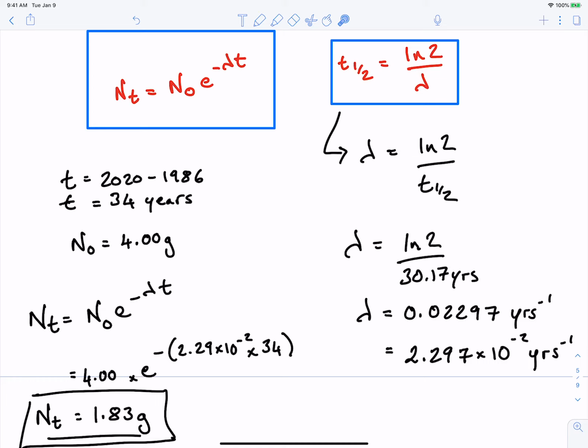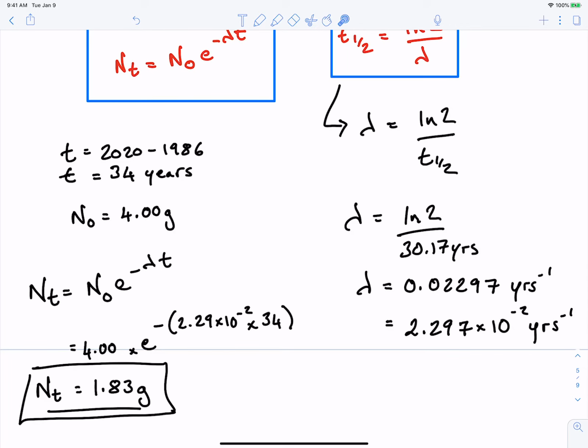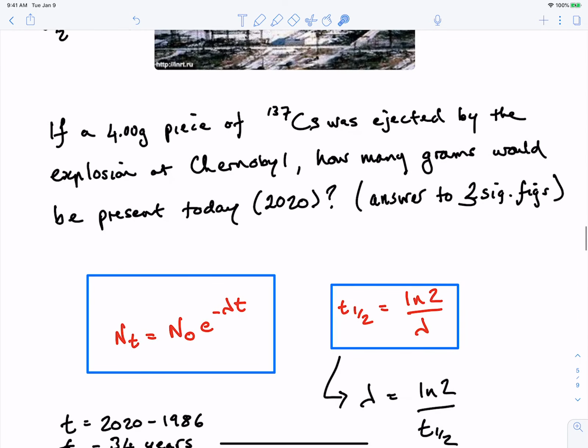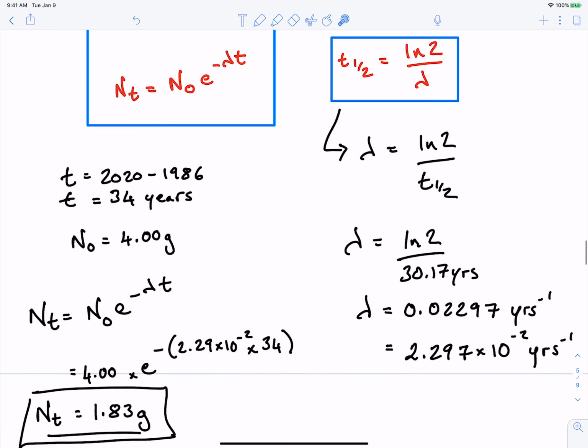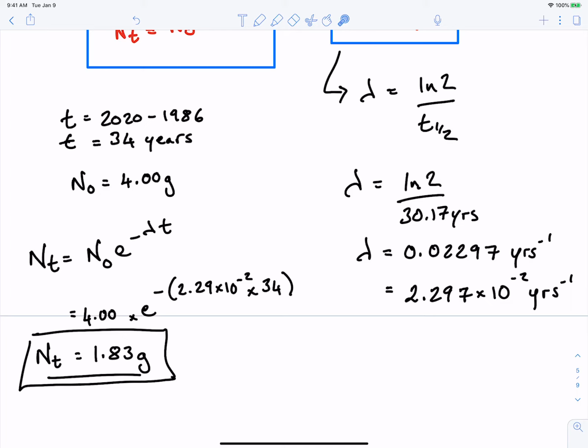And so we know N_t, which is what we're looking for, is going to equal N0, which is 4 grams. And as long as we keep this in grams and this in grams, the expression is going to work. E to the minus lambda t, we now know lambda, which we calculated over here, multiplied by time, which is 34 years. We use a calculator, and we end up with N at time t being 1.83 grams. So what this says is that a 4-gram piece of cesium that was ejected by Chernobyl would now weigh 1.83 grams and would still be highly radioactive.